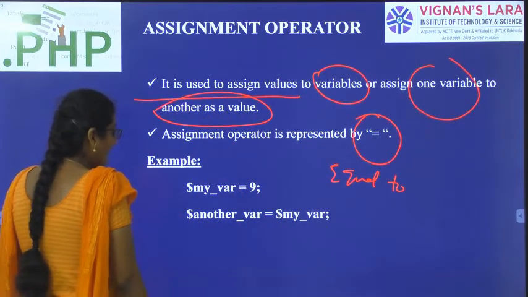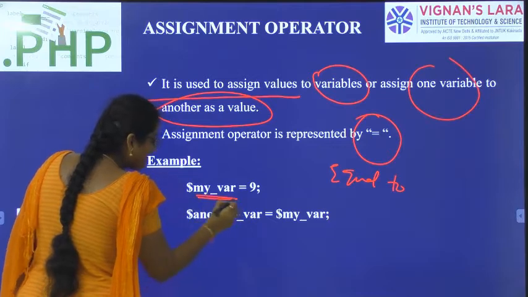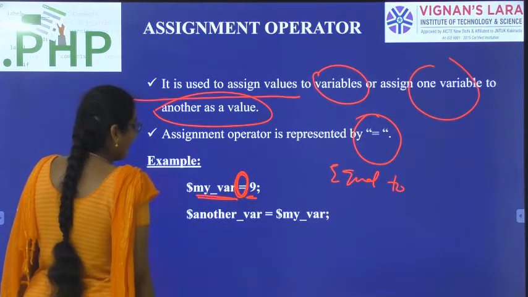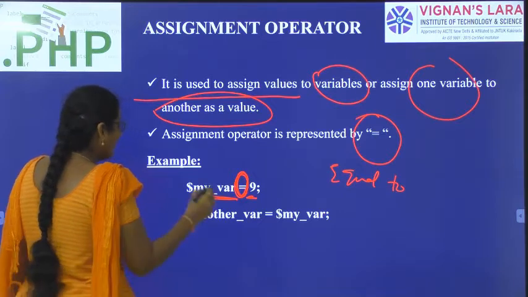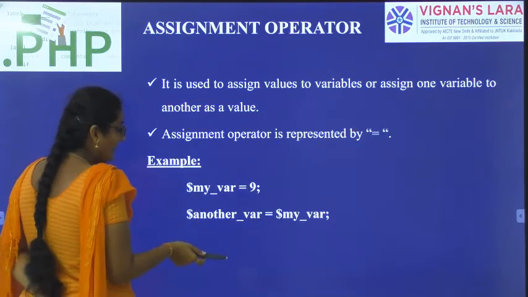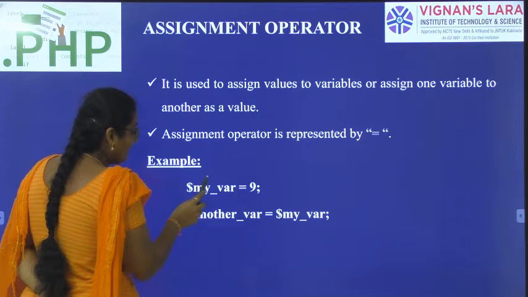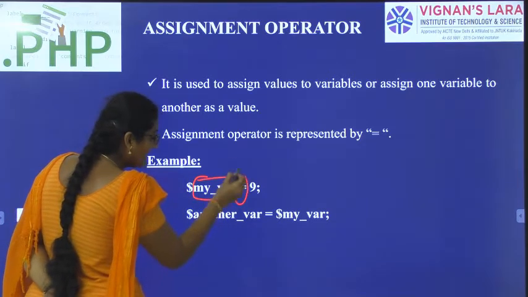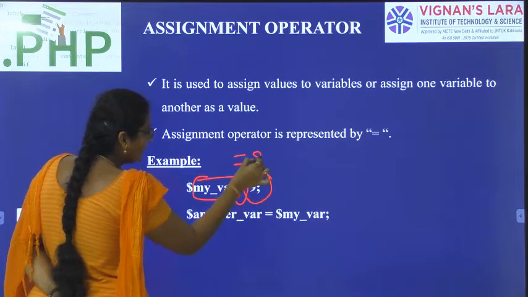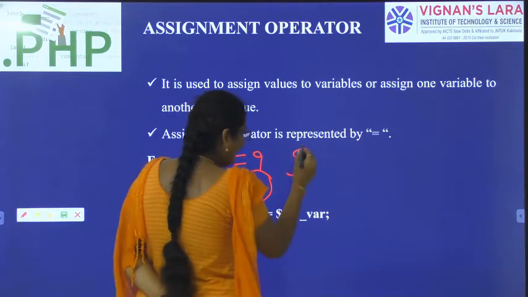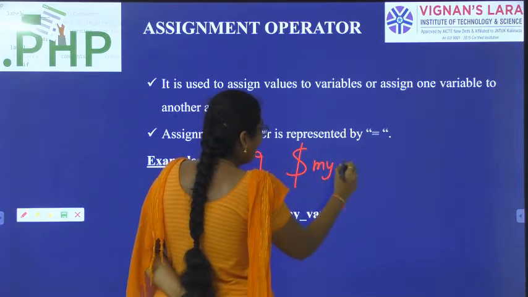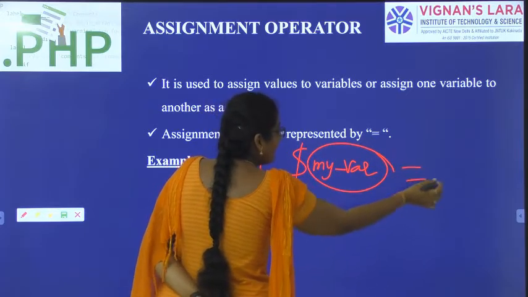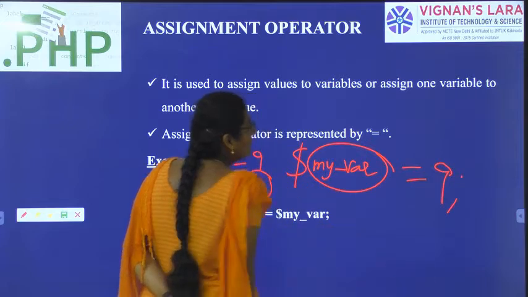If you see the example, here myVar is the variable to which, using the assignment operator, I have assigned the value 9. So I have created a variable, and myVar is the name of my variable. Using the assignment operator equal to, I have given it the value 9.